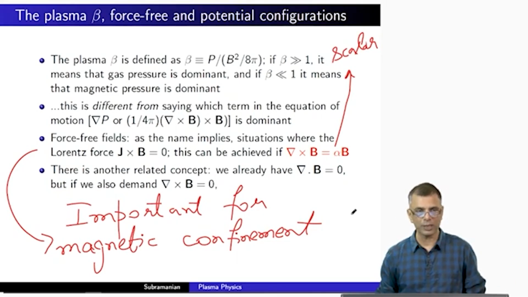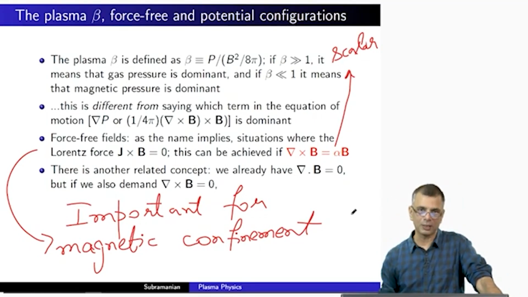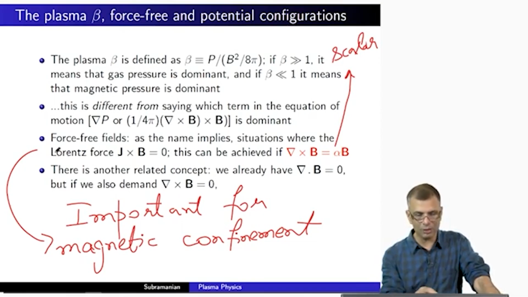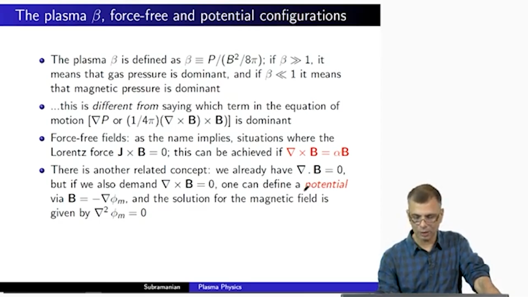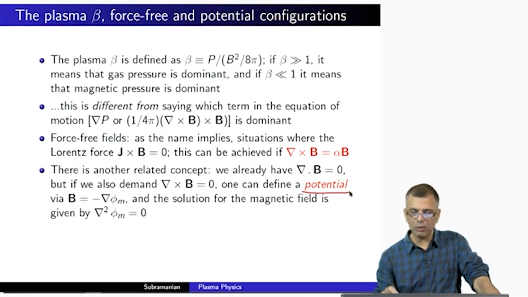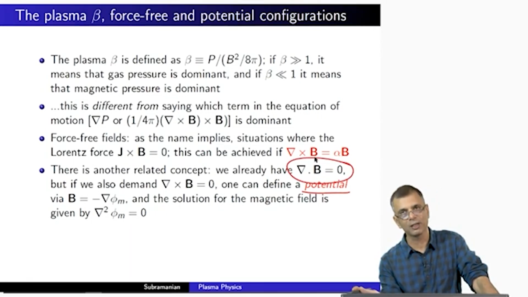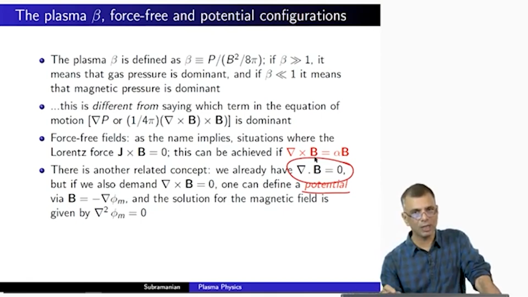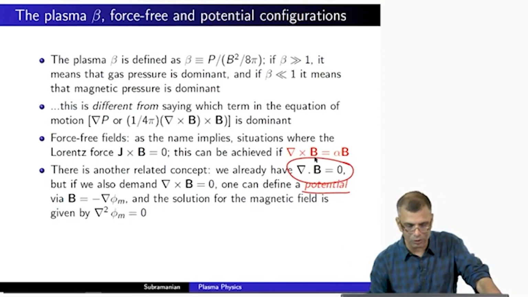Ideally, force free fields might never be possible to achieve, but one strives towards it. So these kinds of configurations are important for magnetic confinement. There is also another related concept, that of potential fields. We know that the divergence of B is always equal to 0, that is sacred. You cannot violate that. You cannot have magnetic monopoles, and therefore magnetic field lines always have to close in on themselves. So the divergence of B is always equal to 0.